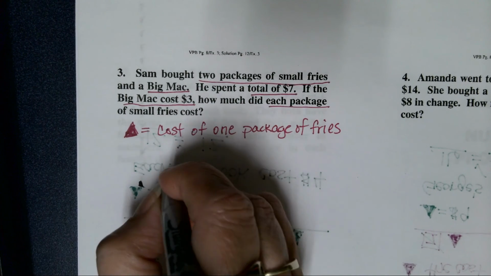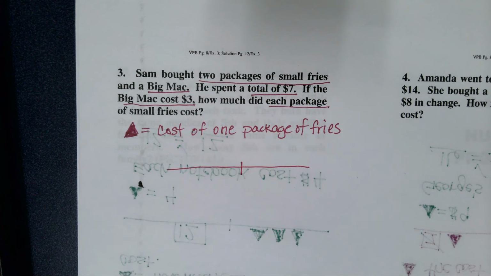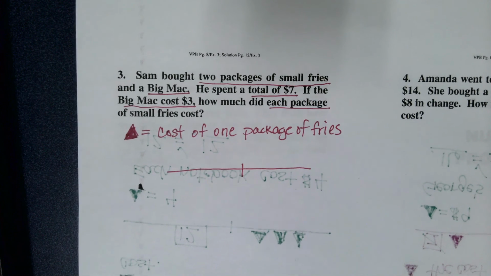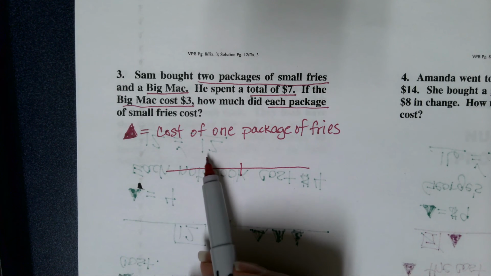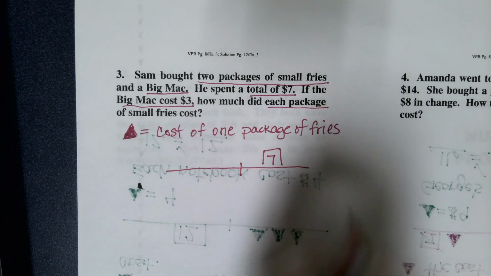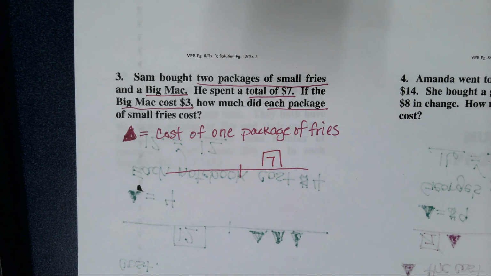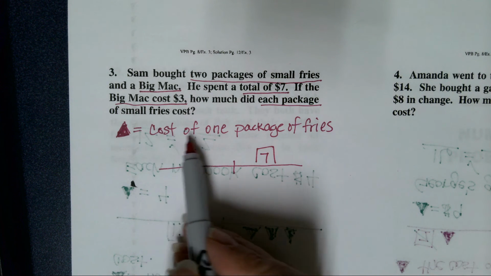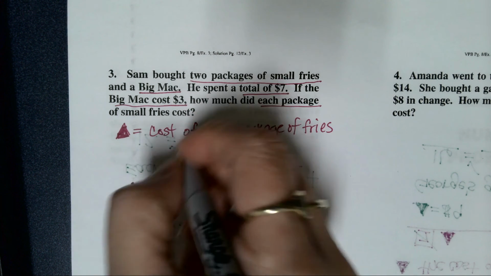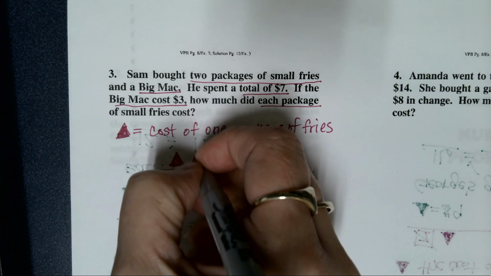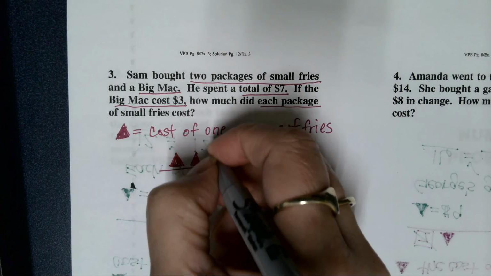Then we write our balance, draw our balance. So we bought 2 packages of small fries and a Big Mac. So we're going to have 2 small fries and a Big Mac over here. He spent a total of $7. So if the 7 was his total, that's going to go there. So what are we calling 2 small fries? Well, the cost of 1 package of fries is pawn. So if we have 2 fries, it's going to be 2 pawns. And then the Big Mac costs $3.